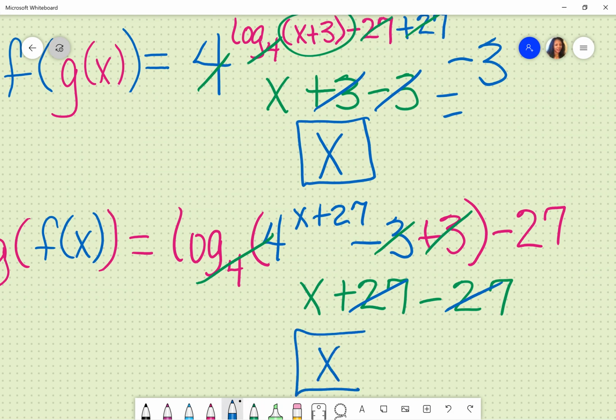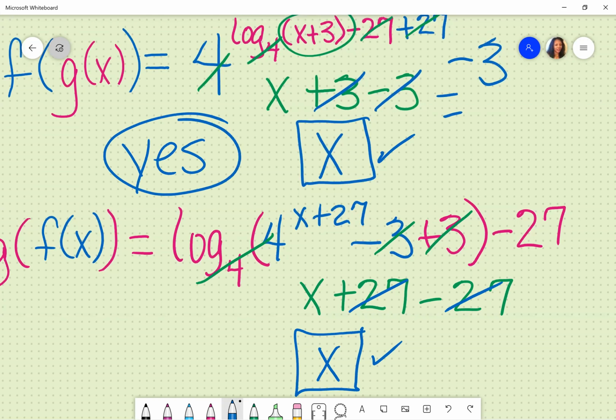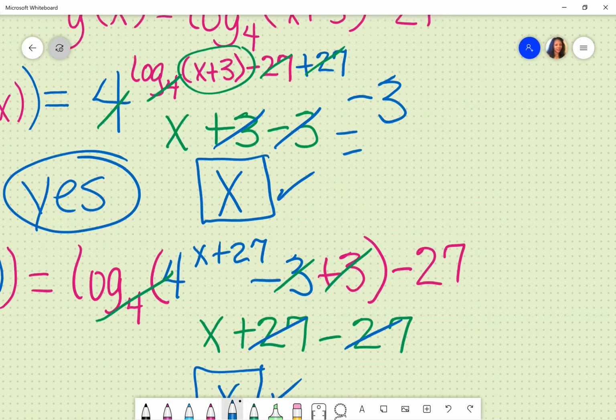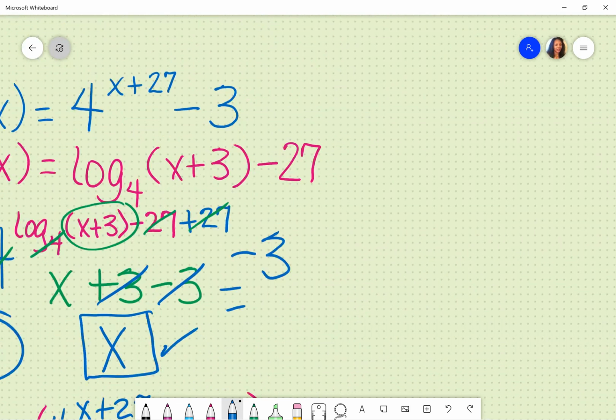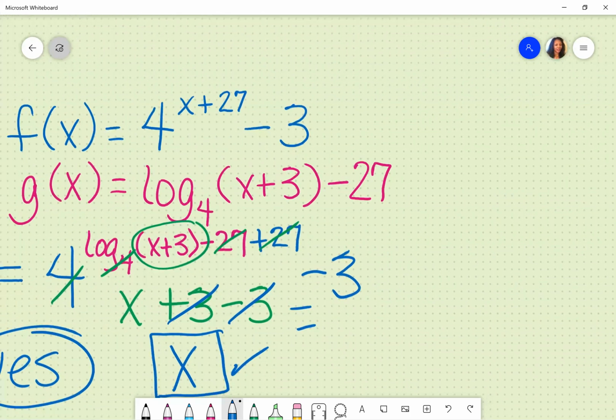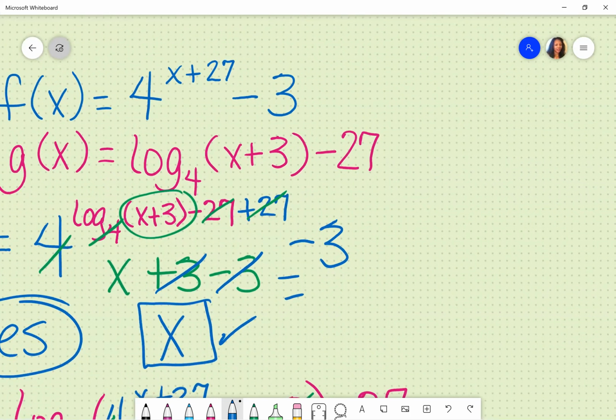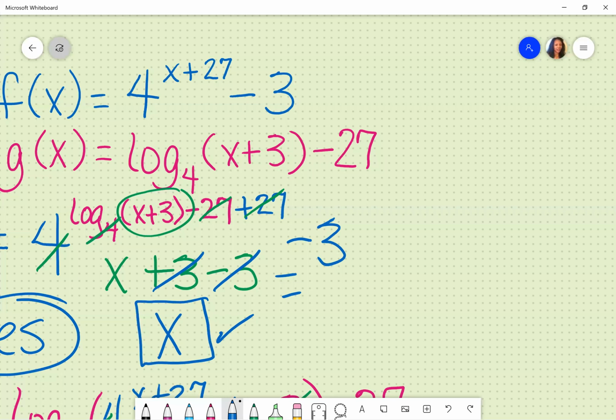Well, since both of my composite functions gave me the x as an answer, that means yes, they are actually inverses of each other. Technically, I am finished because I was proving using the composite functions. However, some of you are going to be tempted to use the method I told you in another video, finding an inverse.